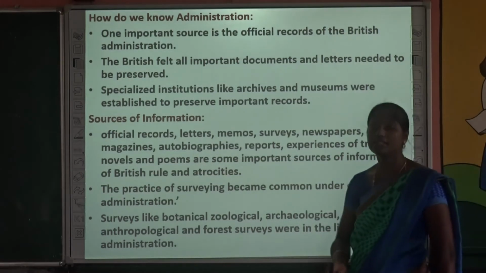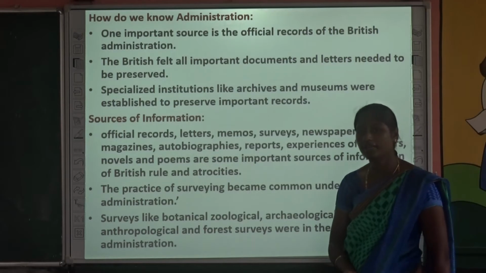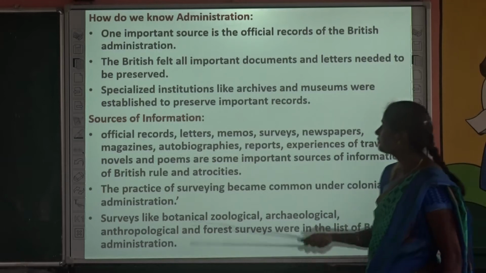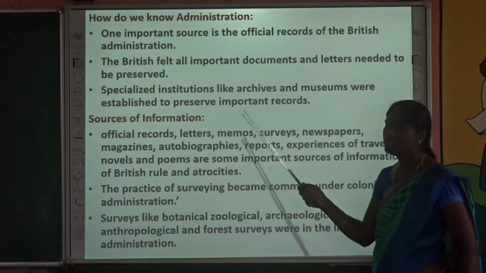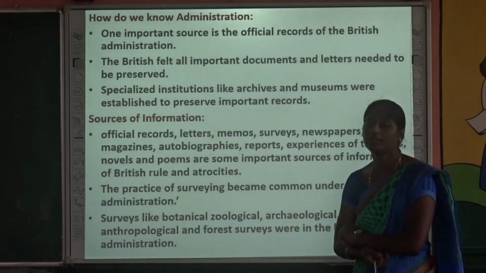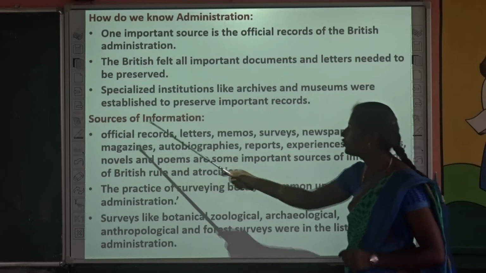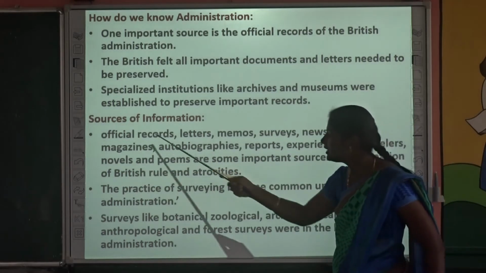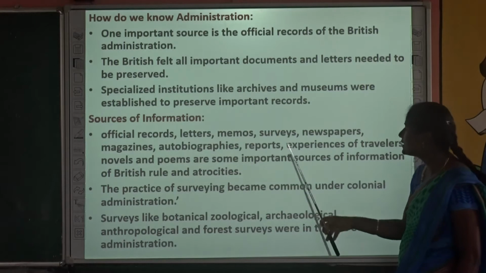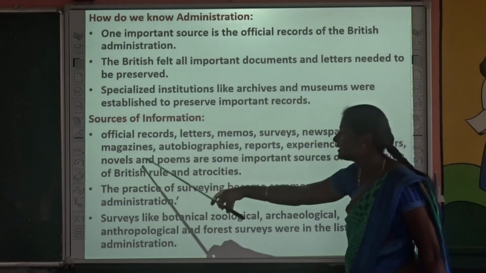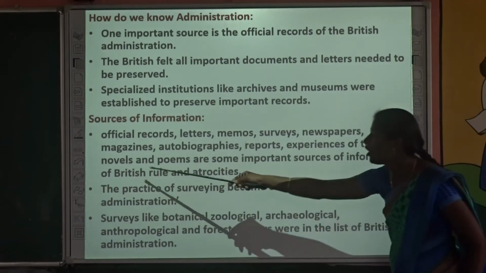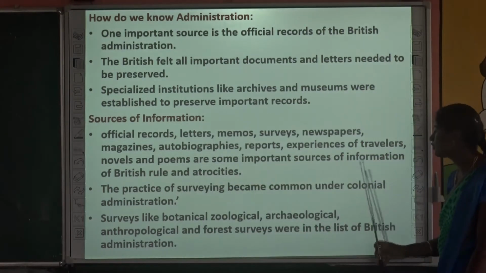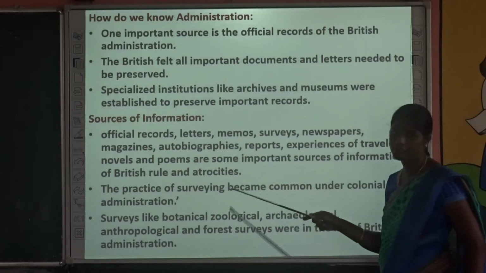So, archives in the sense it is a place where all the histories and documents, literary books, everything will be stored. And museums were established to preserve important documents. So, these are the sources that we can study the history. And sources of information: official records, letters, memos, surveys, newspapers, magazines, autobiographies, reports, experiences of travelers, novels and poems are some important sources of information of British rule and atrocities.